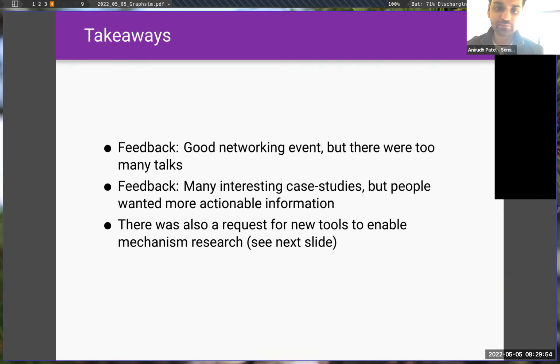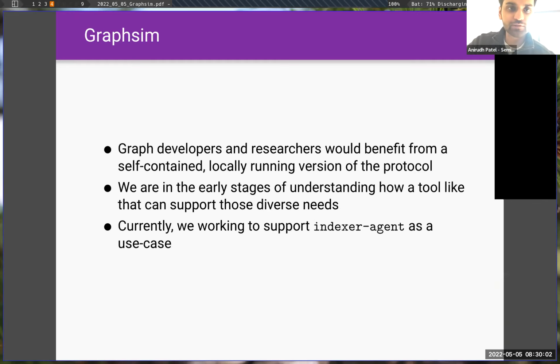So we can probably improve something there as well. And then there's also a request for new tools to enable mechanism research, which brings us to Graphsim, a new technology that we're developing, where we're trying to containerize the entire graph protocol, everything from the indexer agent all the way through the smart contracts. And part of this is so that we can use this as a tool to test changes to the protocol and be more confident before we enact them.